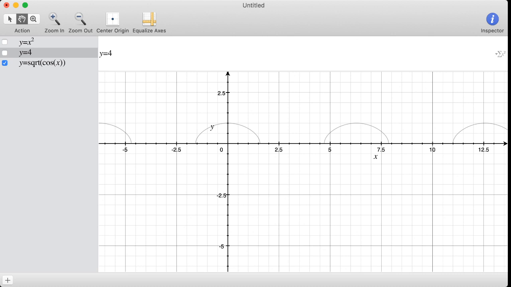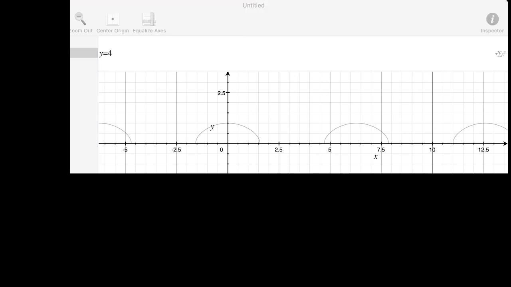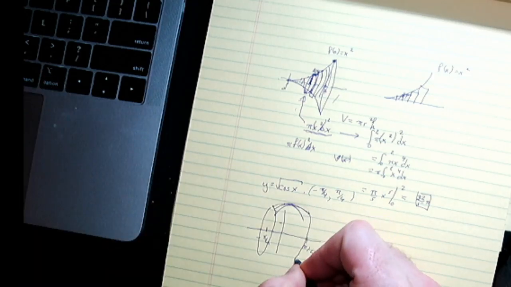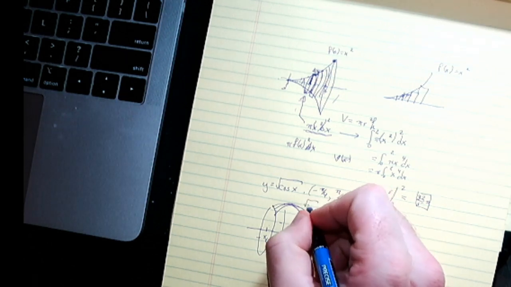And then we want to rotate it around the x-axis. So we'll get two big circles at each end. Let me go back to my notepad. And then here we have the square root of cosine x.